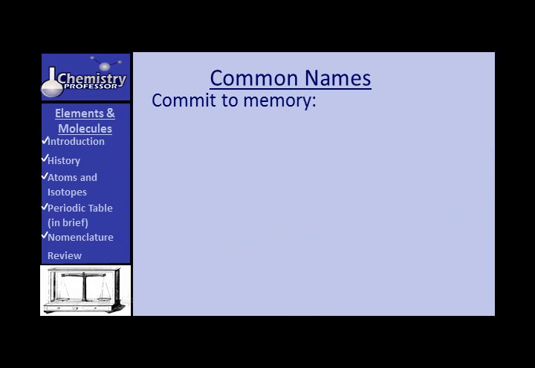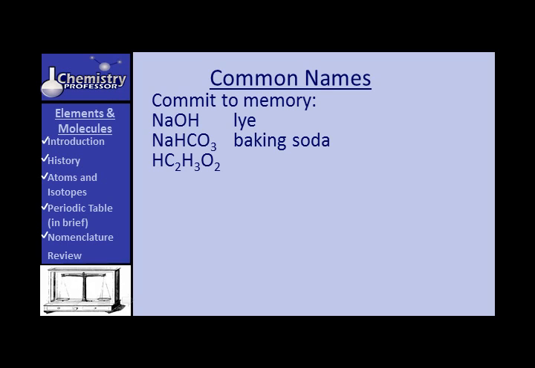Common names. These are things you really should know. NaOH, sodium hydroxide, to the layman is called lye. NaHCO3, to the chemist is sodium bicarbonate, but to the layman it is baking soda. By the way, its old name was bicarbonate of soda. This, to the chemist, is acetic acid. But in a 5% solution to the layman, it is called vinegar.